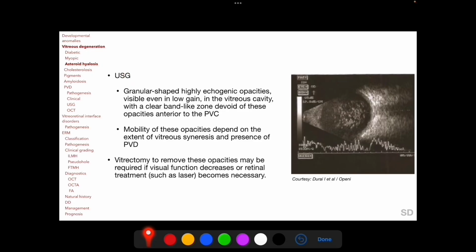USG B-scan of an eye with asteroid hyalosis shows granular-shaped, highly echogenic opacities in the central vitreous cavity, which remain visible even in low gain, with a clear band devoid of these opacities anterior to the posterior vitreous cortex. Vitrectomy to remove these opacities may be required if visual function decreases, which occurs very infrequently in these eyes, or retinal treatment such as laser photocoagulation becomes necessary.